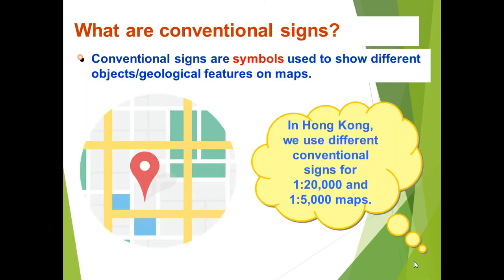If you take out any map, you can easily find there are so many symbols printed on it. We call these symbols conventional signs because they are used to show different objects or geographical features shown on maps.